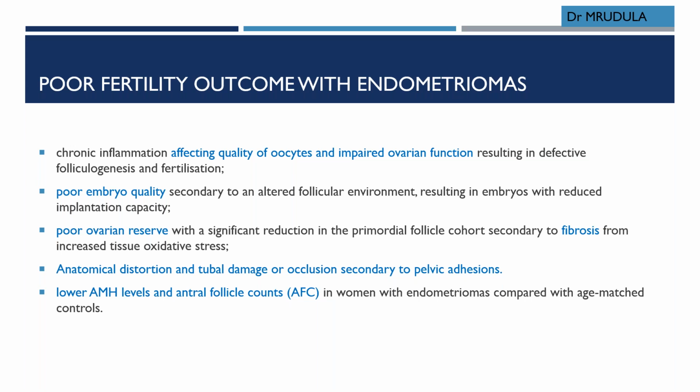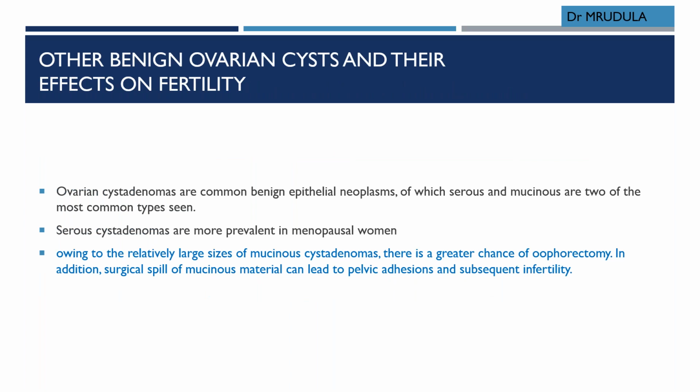There will be distortion because of repeated surgeries or because of the endometriomas. They will have deep pelvic adhesions, and it will cause anatomical damage or distortion. And women who have endometriomas are known to have lower AMH levels and antral follicular counts compared to their age-matched controls. So these are all the reasons for poor fertility outcome in women with endometriomas.